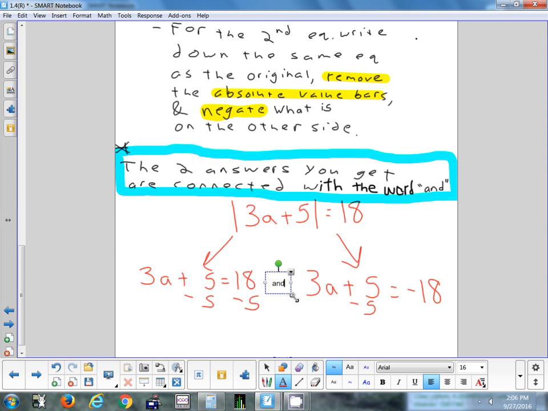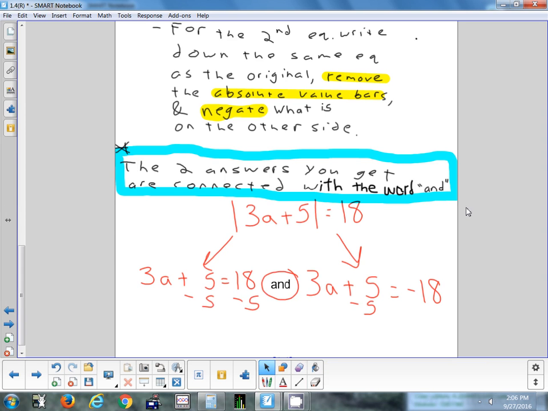All right? Let's take a look. Guys, everybody has what they have? And then one more thing. We want to make sure we separate them with the word and. We might have to graph some of these, so we want to make sure we separate. On your paper, it says separate two answers with the word or. Cross that out and put and. Cross out the word or and put and.